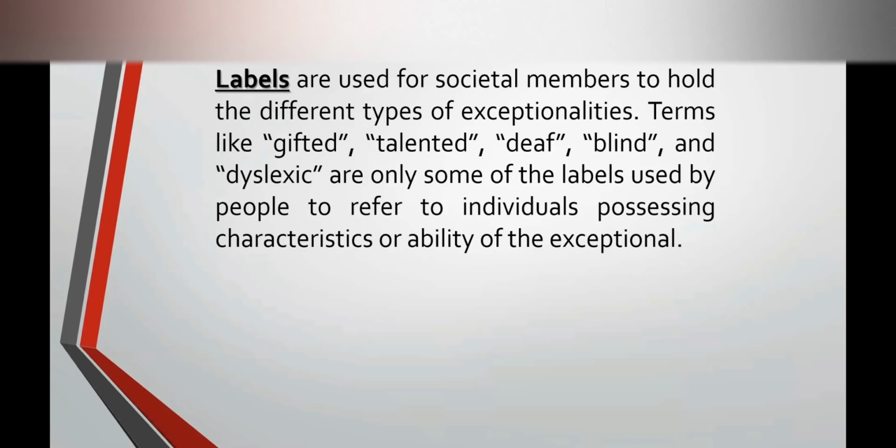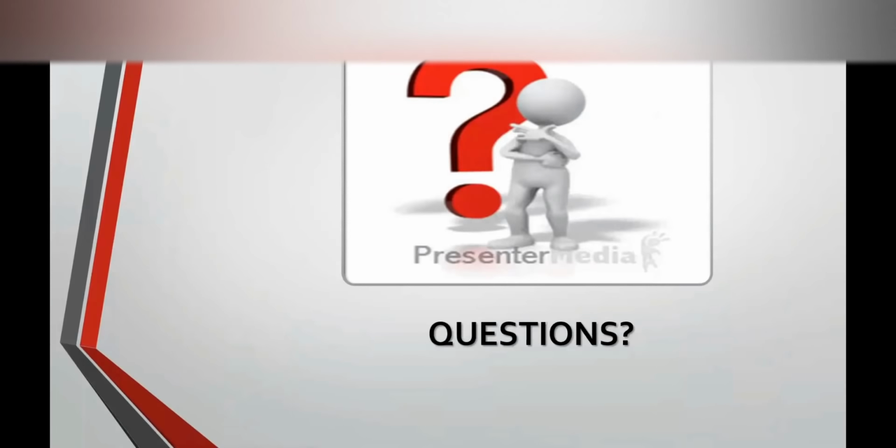Okay, next we have labels. Labels are very important in exceptionality because they are used for societal members to hold different types of exceptionality. Because if we have labels, we can avoid bullying and discrimination for those persons who are different from the normal. So we have here some labels referring to those persons who are not normal. So we have gifted, talented, deaf, blind, and dyslexic. These are only some of the labels used for people to refer to individuals possessing characteristics or abilities of the exceptional. So do you have any questions? Okay, none? Okay, let's proceed to our lesson 4.